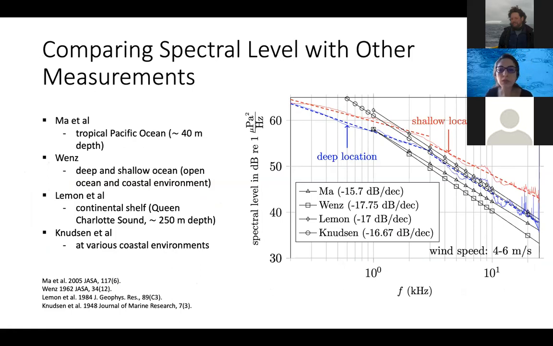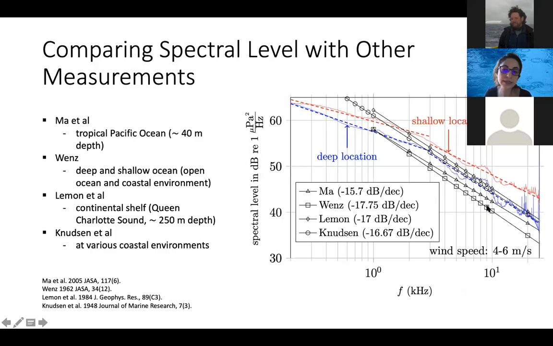Okay, let's compare what we found in terms of wind data with what has been published before. So you see our data in blue and red, and different people have reported different spectral levels. And one thing I wanted to mention is that you probably read Wenz's paper. Some of you probably read that. This is a very kind of baseline for ocean ambient noise. Wenz has analyzed a lot of data sets. So you see that Wenz's data is below what we have here.